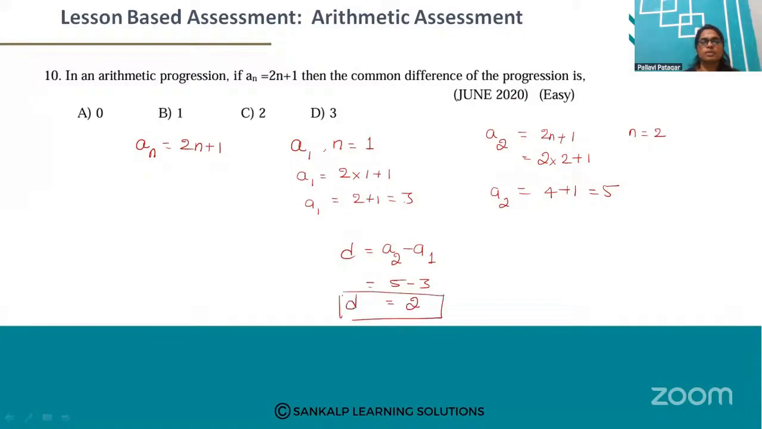So therefore, the common difference of the progression is 2. So C is the correct option.